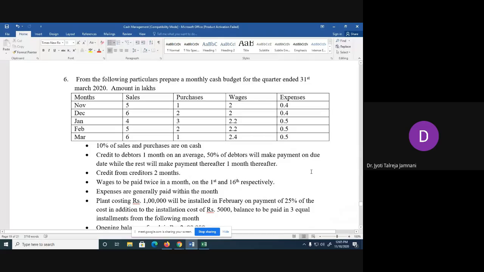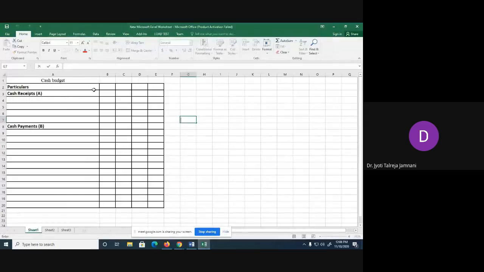From the following particulars, prepare a monthly cash budget for the quarter ended 31st March 2020, and all the amounts are given in lakhs. So for the first quarter ending 31st March 2020, the quarter began in January. So January, February, March, for 3 months we have to make a cash budget. So let's draw a cash budget for January, February and March.